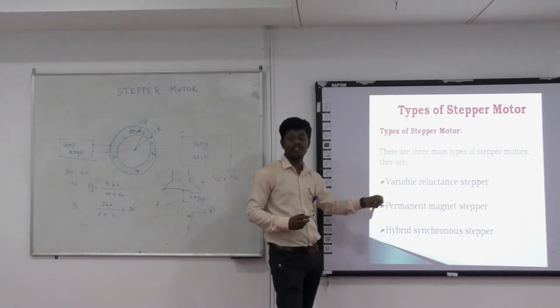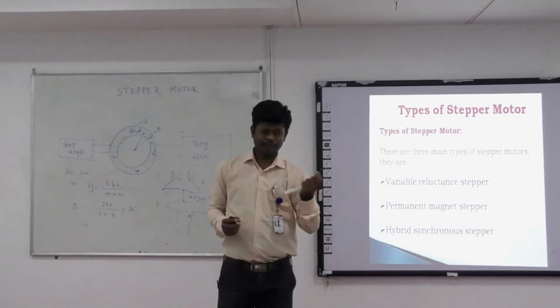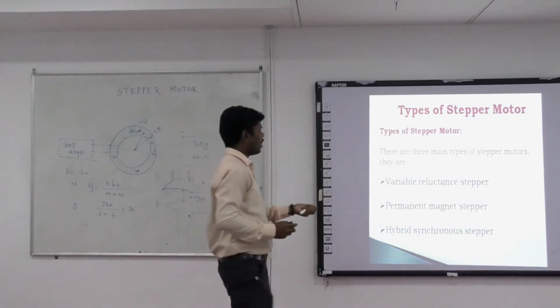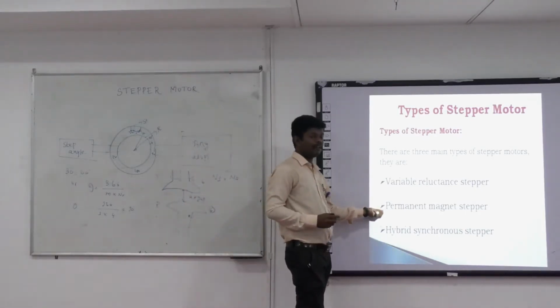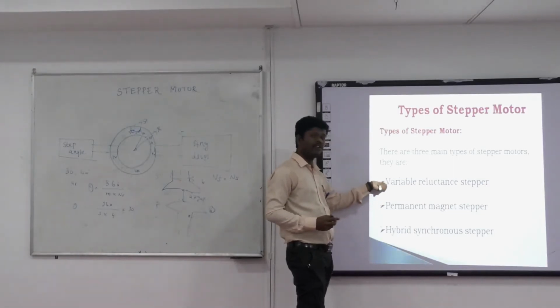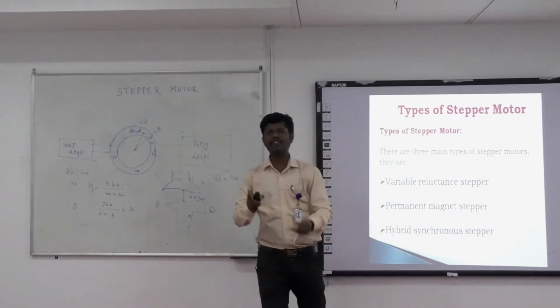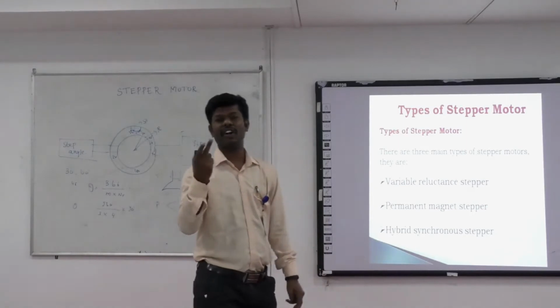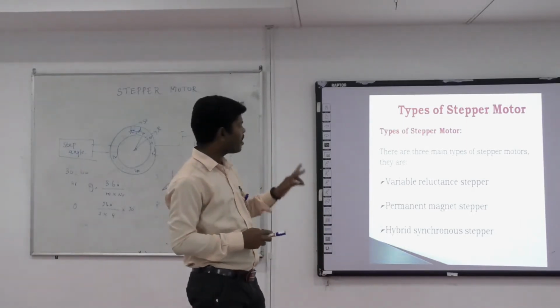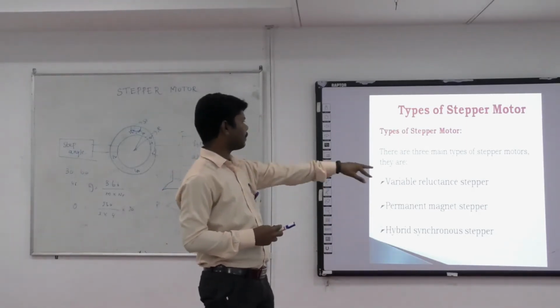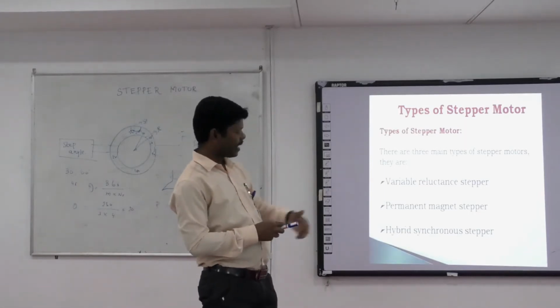In the variable reluctance motor, a silicon steel rotor is used. In the permanent magnet motor, a permanent magnet rotor is used. Both can be combined together and given to one motor. Hybrid means a combination of two motors. Hybrid means a combination of variable reluctance plus permanent magnet motor. That is called a hybrid synchronous motor.